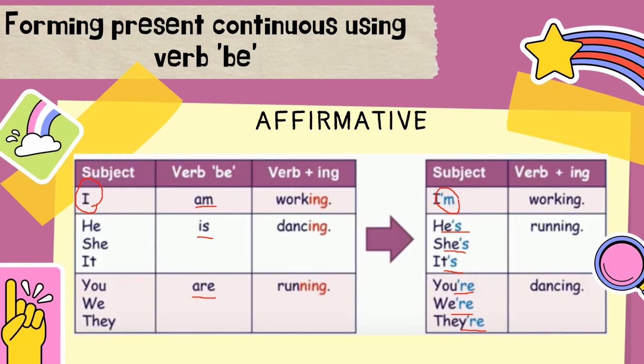So it's the same thing. I'm working. He's running. She's running. It's running. You're dancing. We're dancing. They're dancing. You can use either the full form or contractions. They are both correct. Okay, moving on.